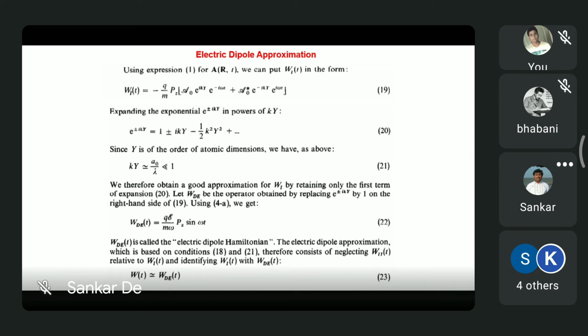From there, we only take the first term, because in the second term ky has atomic dimensions and that is very much less than 1. Can you understand this one? It's the same thing that we did for the electric dipole approximation, we are doing for the magnetic dipole approximation. Is this clear? Yes, sir. Okay.